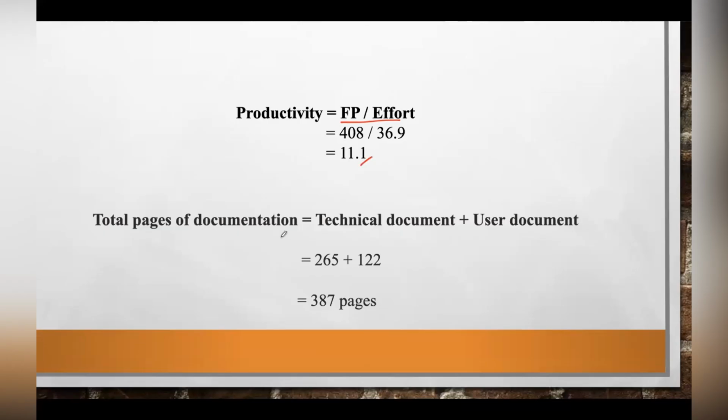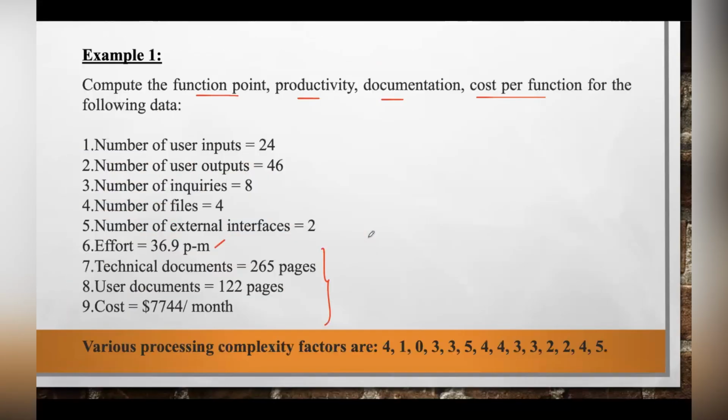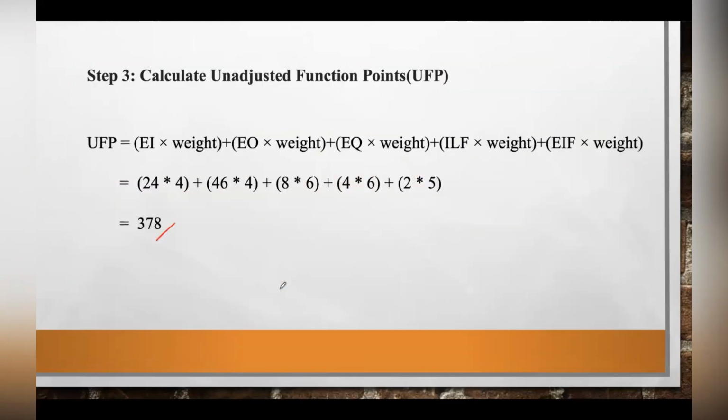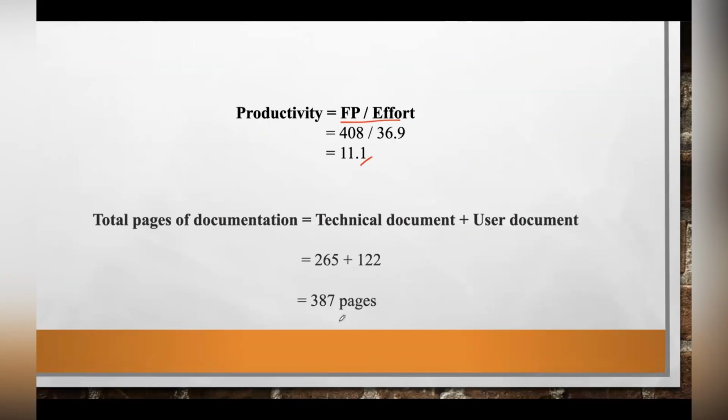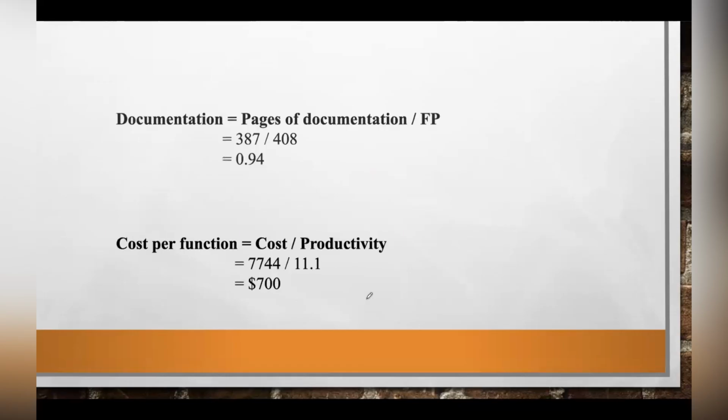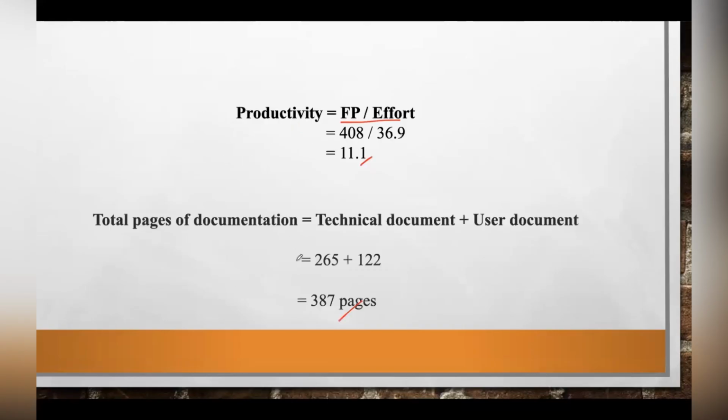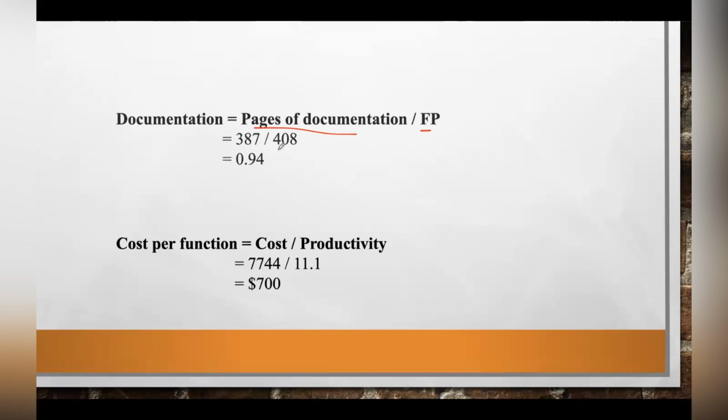Next, total pages of documentation should be calculated. So from the question, we have two types of documents here. One is technical document, second one is user document. So add both of them to get the value. So we got 387 pages from this. And documentation can be calculated by taking pages of documentation by function point. So pages of documentation is 387 and the function point value is 408, from which we got the value as 0.94.